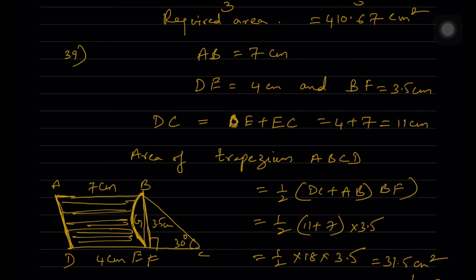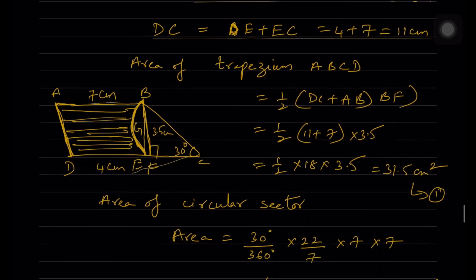11 centimeters. So area of trapezium ABCD is equal to half into the sum of the parallel sides, into the height, that is BF. So 11 plus 7 into 3.5, you're getting it as 31.5 centimeters square.